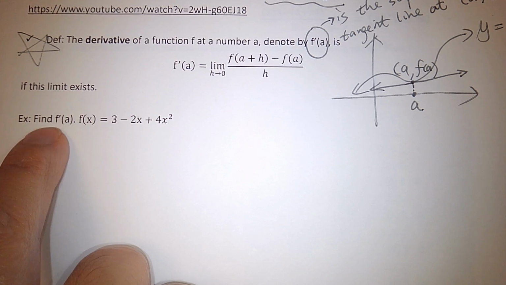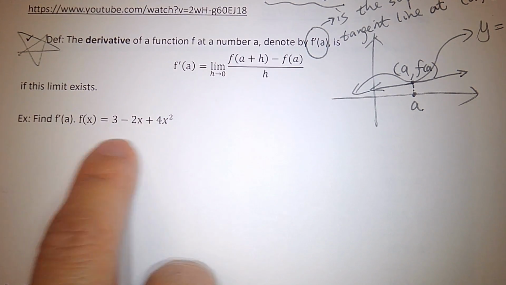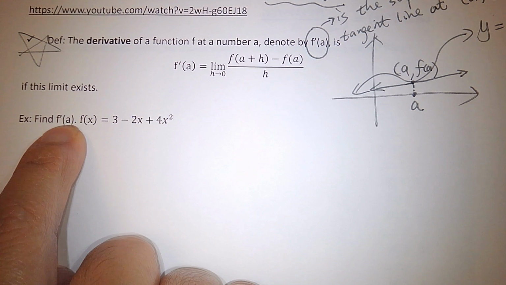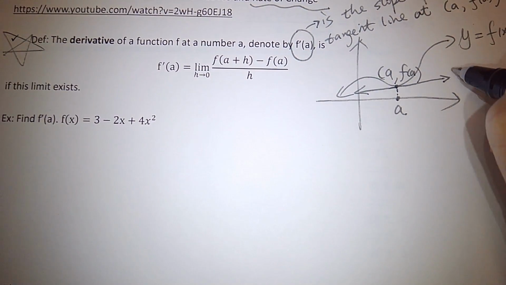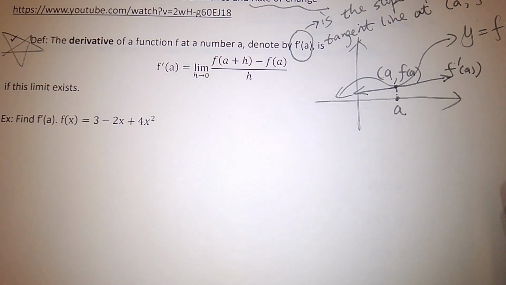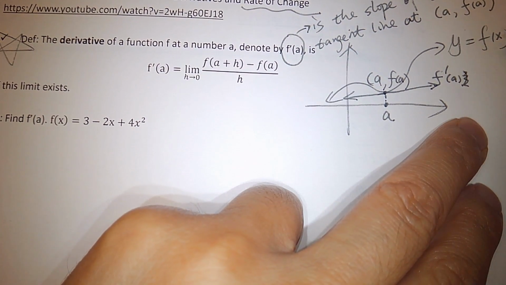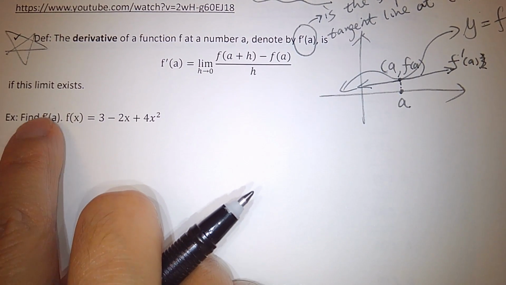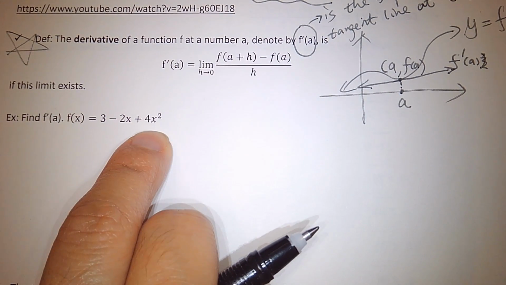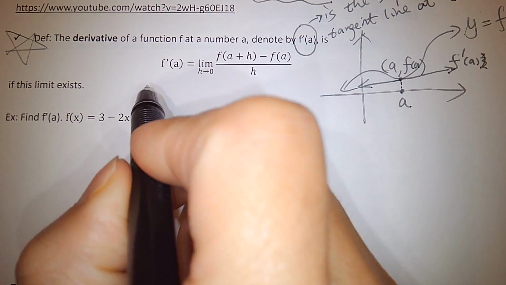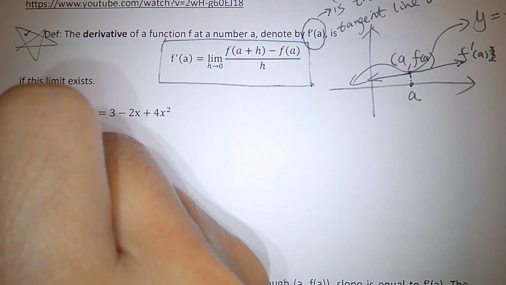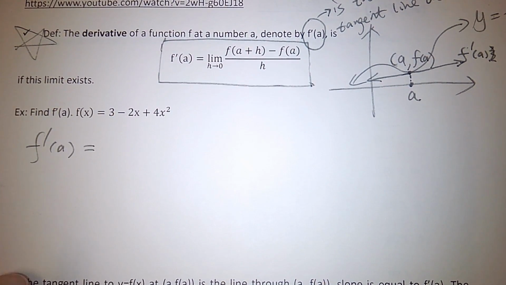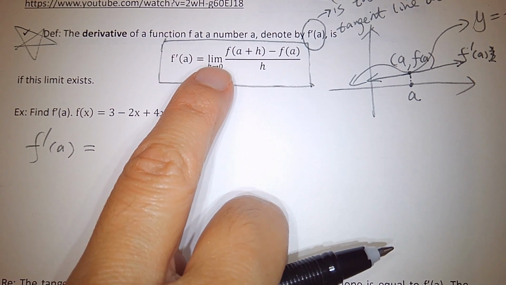And then we're going to use the definition to do calculations. Find f prime of a. It doesn't give us a specific value for a, but we know it's going to be when x equals a, so f prime of a is the slope of this tangent line. So find f prime of a if f of x is given by this. So how to compute f prime of a? Remember this definition. In order to compute f prime of a, we're going to use what? The formula. You can put this formula on your formula sheet.